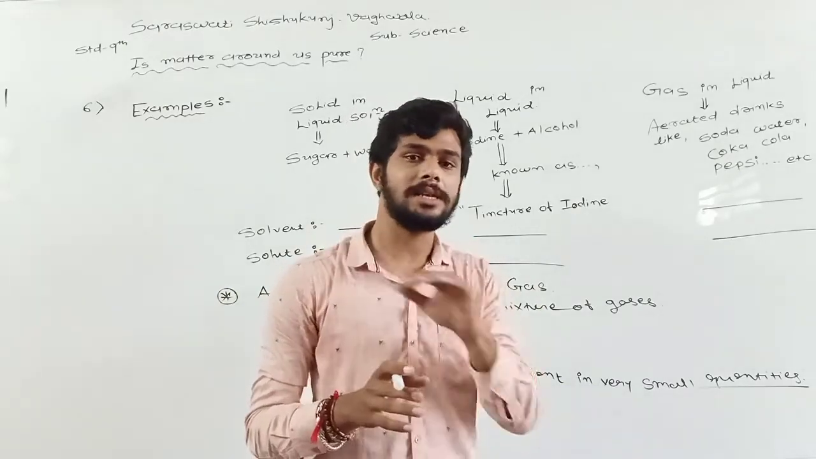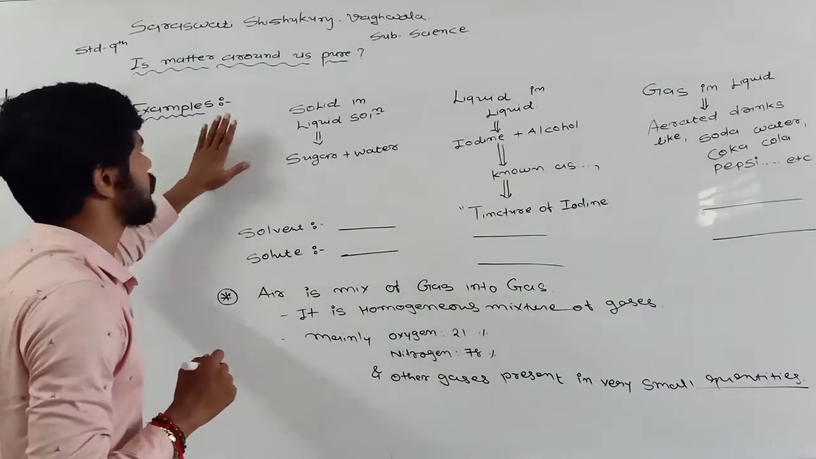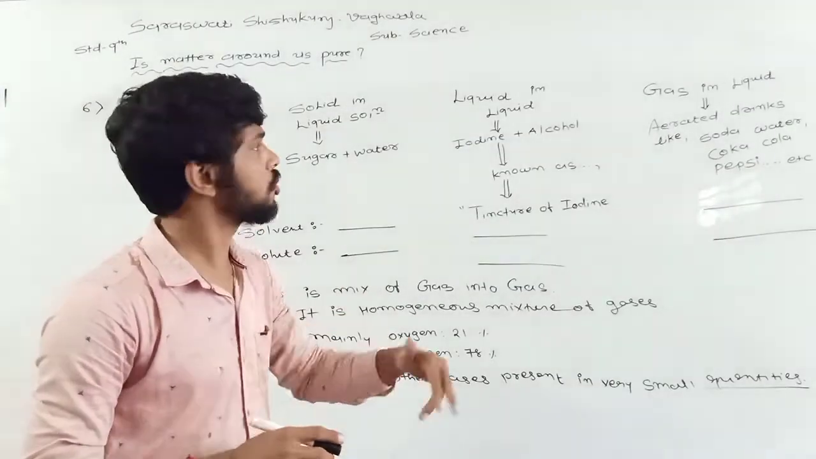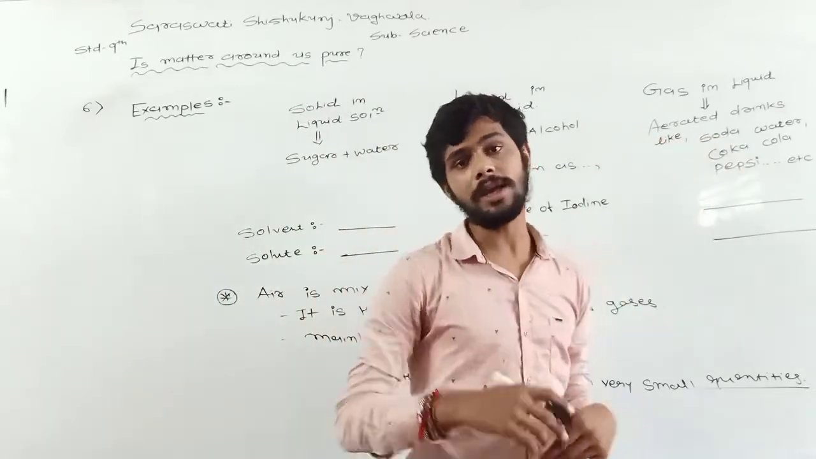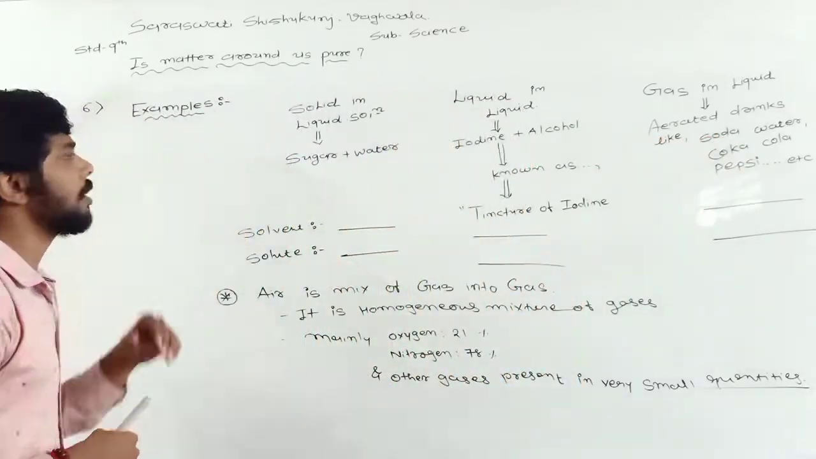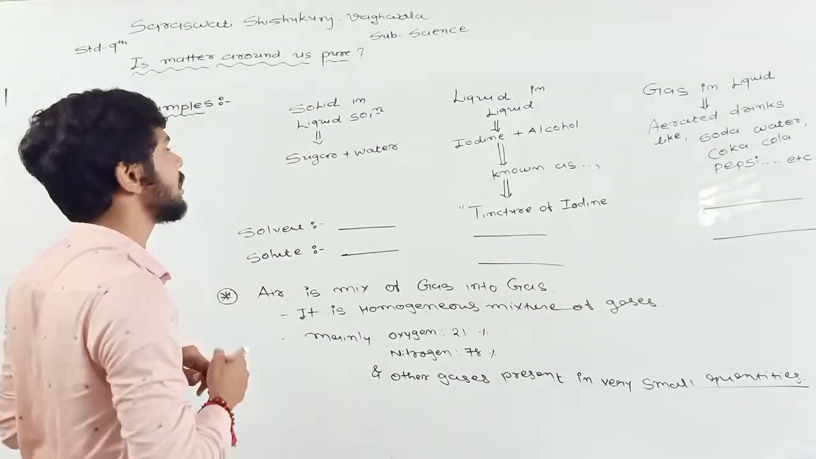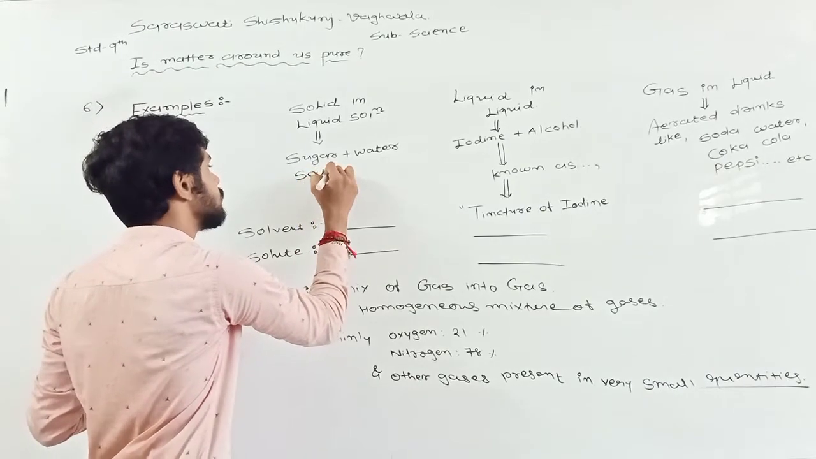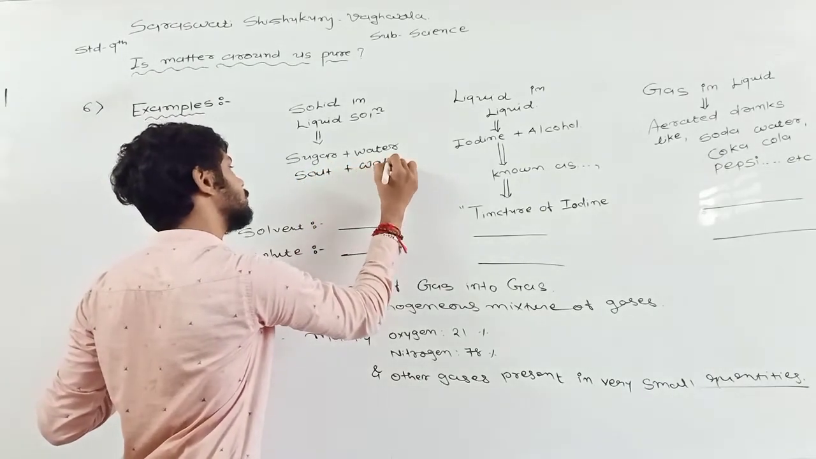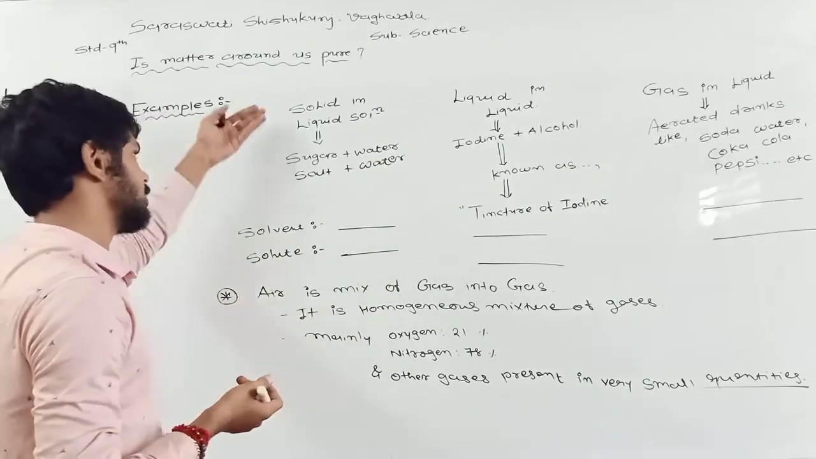Suppose that the solvent is a liquid, then there are three types of examples of the solution: solid in liquid solution, liquid in liquid solution, and gas in liquid solution. Okay, so let us talk about the solid in the liquid solution. An example of the solid in the liquid solution is sugar plus water, salt plus water. There are so many examples that you can write down in this portion.